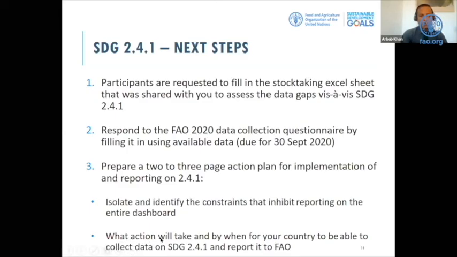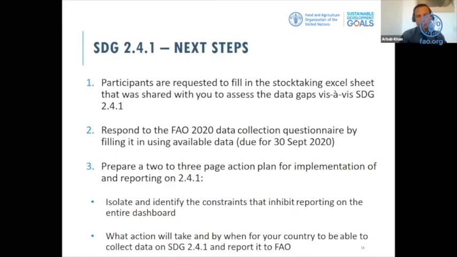And what actions do you believe you will take, and by when, for the countries to be able to collect data on 241 and report it to FAO? To answer these questions, maybe 2-3 paragraphs along with a table in which you list the actions that you need to take. You plug in some kind of time frame as to when you will undertake and complete those actions. And then you have a responsibility column where you say, this is the support that we need from FAO, and these are the tasks that we are going to carry out on our own.